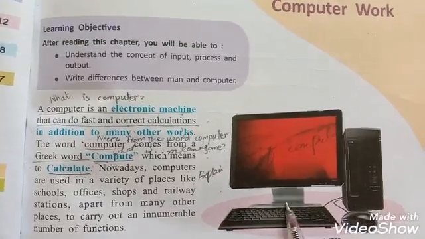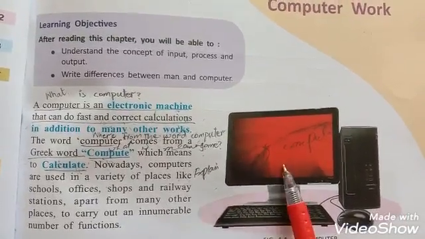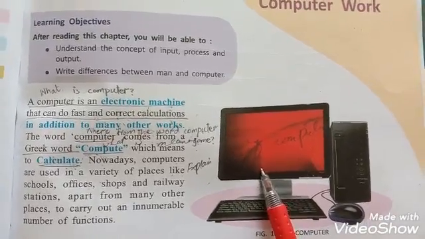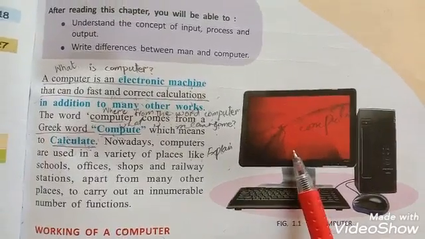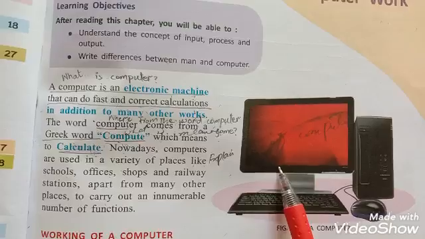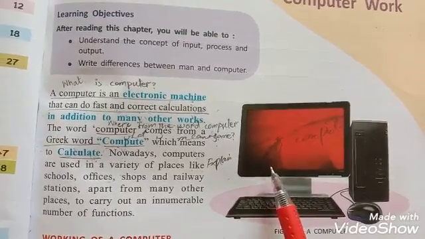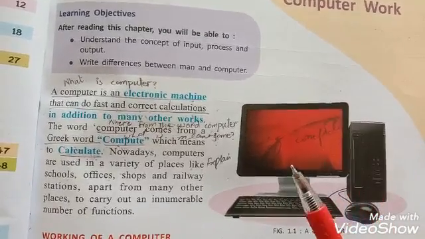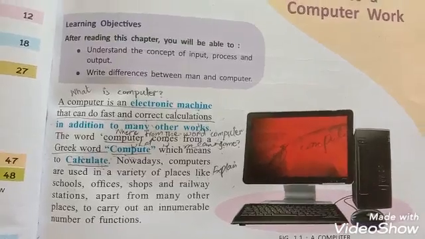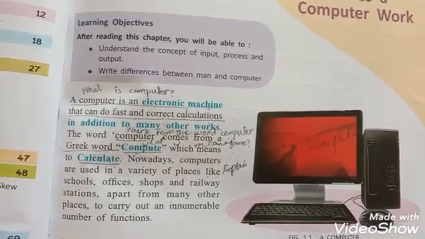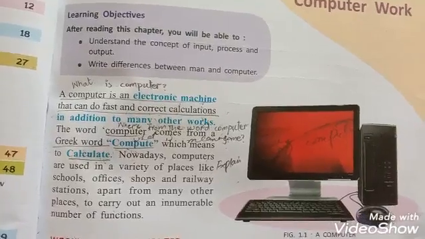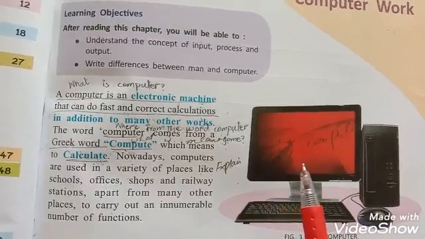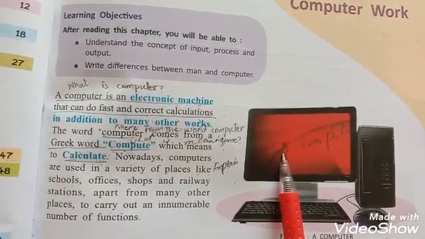In our previous classes, we already discussed the computer. Computer is an electronic machine. It works on electricity to perform different functions like learning, watching, listening to music, playing games, and writing different tasks and calculations on the computer. It works on electricity, that's why its working speed is very fast.